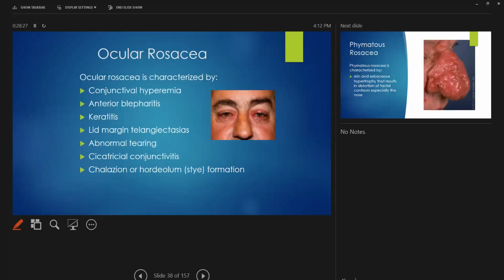So ocular rosacea is characterized by conjunctival hyperemia, anterior blepharitis, keratitis, lid margin telangiectasias, and abnormal tearing. You can get some conjunctivitis, and you may or may not form some styes. Okay, so just overall badness around the eyeballs.